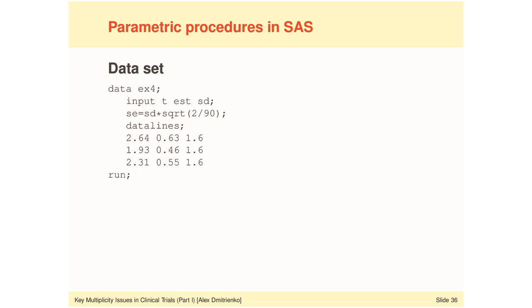The PAR-CI macro needs to be invoked if we are interested in setting up one-sided simultaneous confidence intervals based on parametric procedures. The required data set is defined on the slide, and the following variables are included in this data set. T denotes the set of test statistics. EST, as before, is the set of the parameters of interest, the sample values of those parameters. For example, the estimated mean treatment differences in example 4. SD is not a required parameter. It's used here again for convenience. The required parameter is SE, which denotes the common standard error.